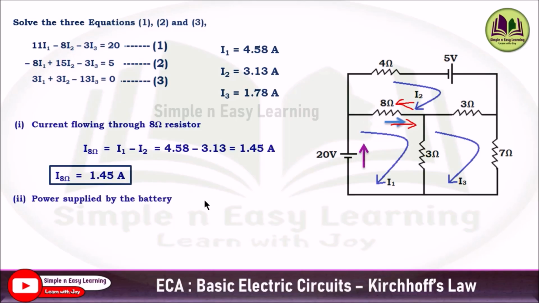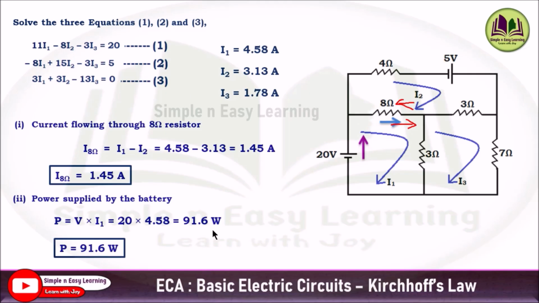And second one, power supplied by the battery. Here there is no battery symbol. The first loop voltage source will be taken as the battery; usually the first loop is taken as a reference. The power supplied by this battery is what we are going to consider. The power will be equal to voltage into current. The voltage value is 20 and the current across this battery will be equal to I1. So 20 into I1 gives you 91.6 watt. So power will be equal to 91.6 watt. This is how we need to solve this problem using KVL.